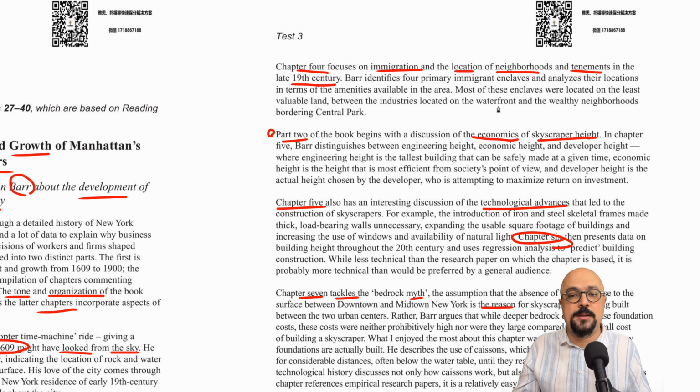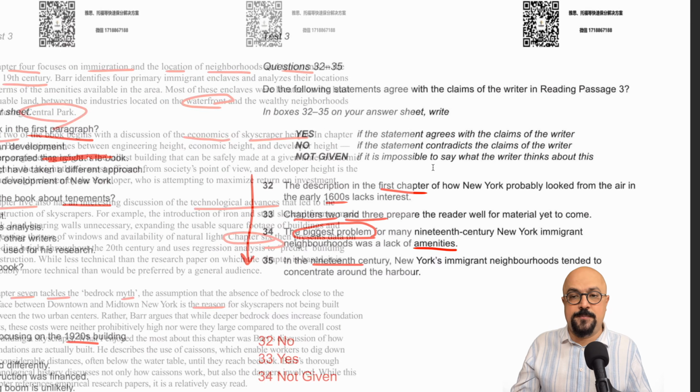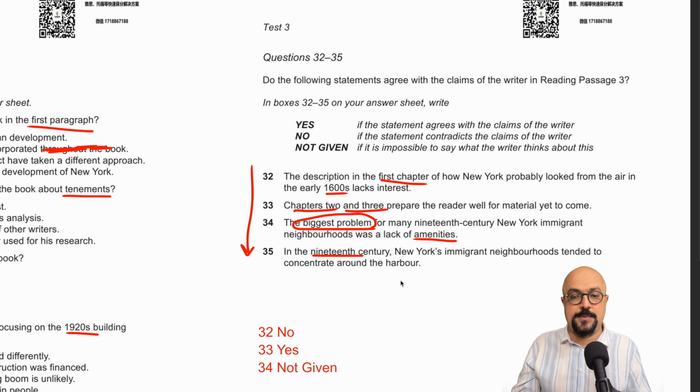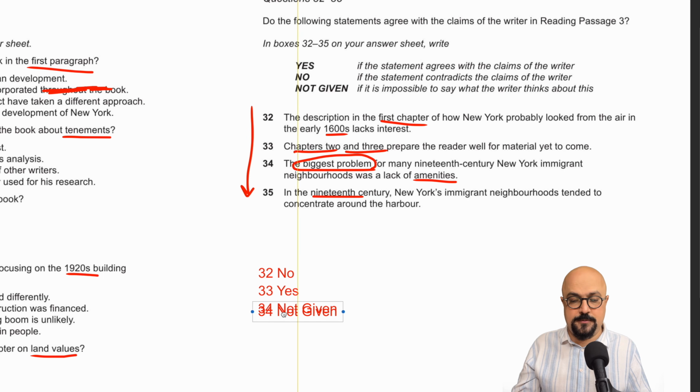They lived between this and Central Park and wealthy neighborhoods near Central Park. So between Central Park and the waterfront, which means they did not live around the harbor. That's for sure, not around the harbor. Therefore, the answer to number 35 would be no.